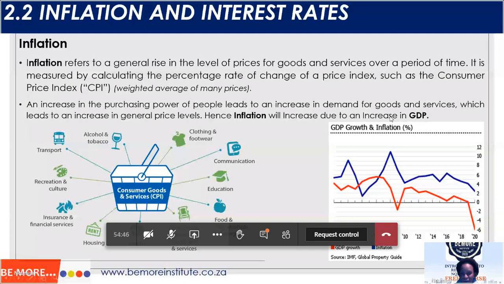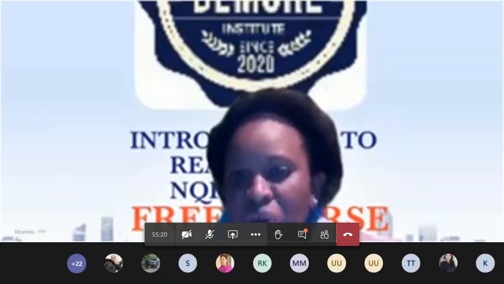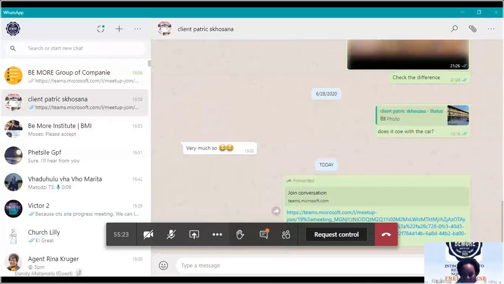And what will result will be inflation. So as you can see on this particular graph, the red line reflects your GDP growth, and the blue line reflects your inflation. So if you look here, you can see that the GDP goes up, and then your inflation follows. They don't necessarily move at the same rate, but they kind of take a similar trajectory. So when your GDP goes up, then inflation goes up as well.